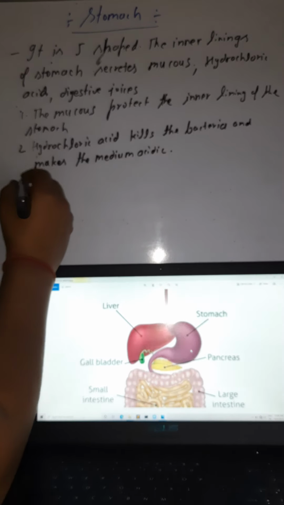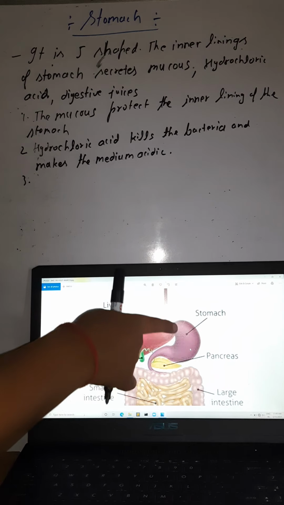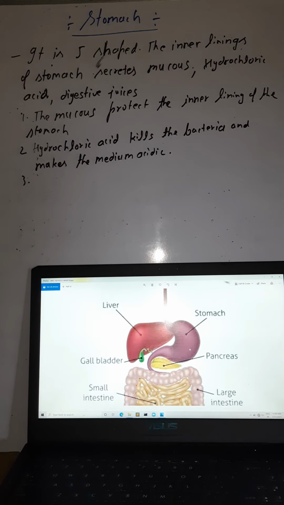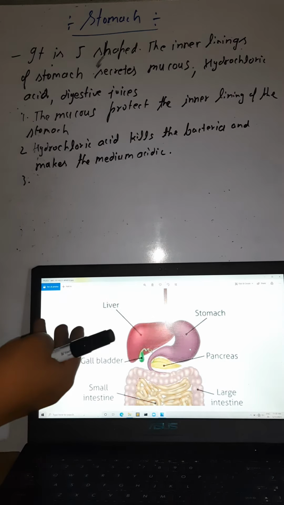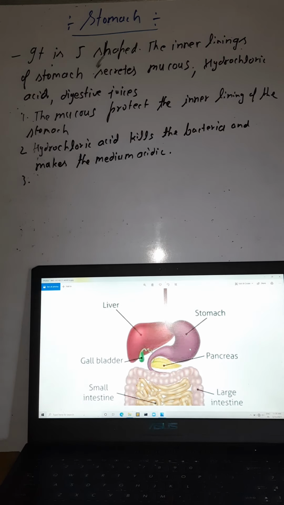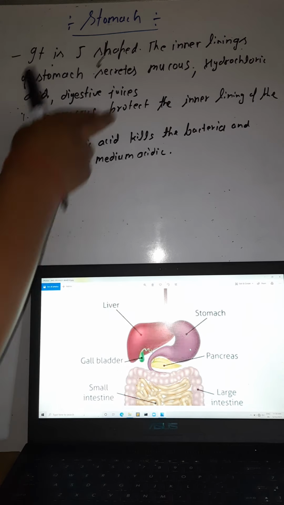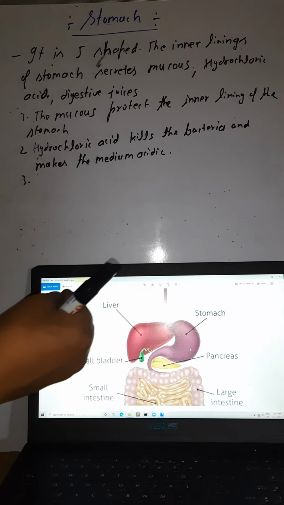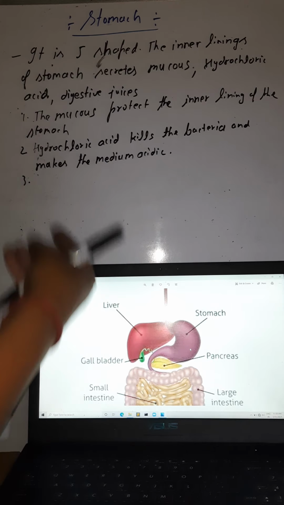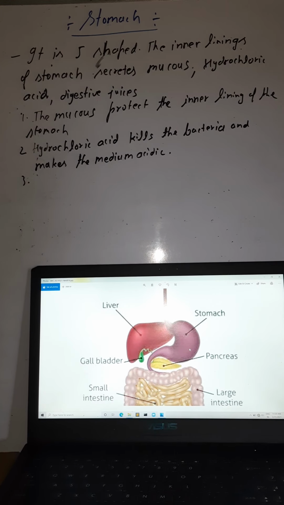So this is the function of the hydrochloric acid. Now one more thing that is being secreted by the stomach is the digestive juices. These digestive juices help in the digestion process. They break down the protein that is present in the food that you are eating into simpler ones.